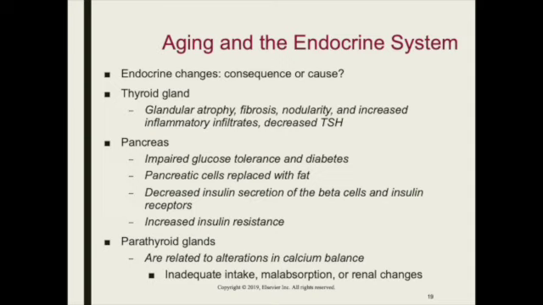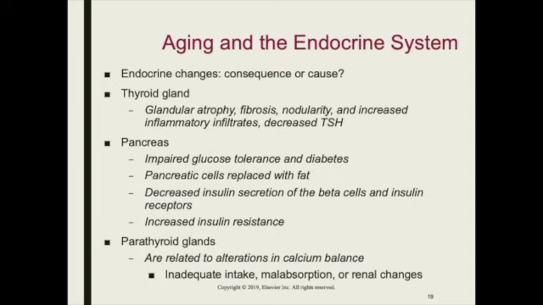What about aging in the endocrine system? Are the changes in the endocrine system consequences or are they the cause? Well, for the thyroid gland, we're going to have glandular atrophy that occurs as we get older, fibrosis, nodularity, increased inflammatory infiltrates, and a decrease in TSH naturally as we age. In our pancreas, we may have impaired glucose tolerance and a higher incidence of diabetes. Our pancreatic cells are replaced with fat. We may have decreased insulin secretion of the beta cells and insulin receptors, and overall increased insulin resistance.